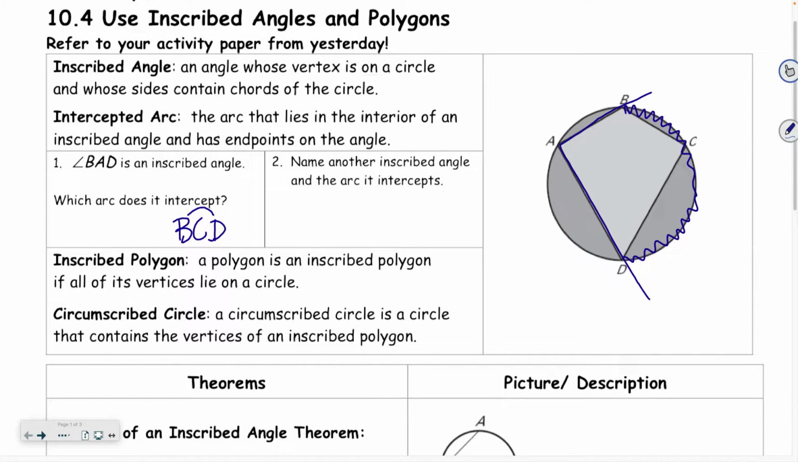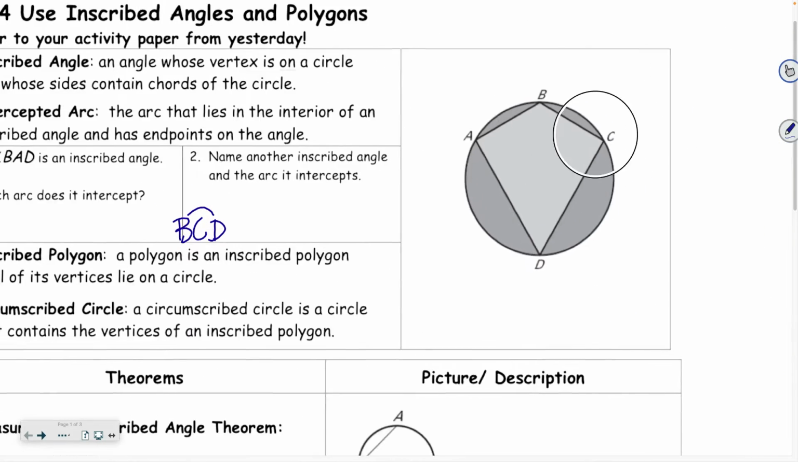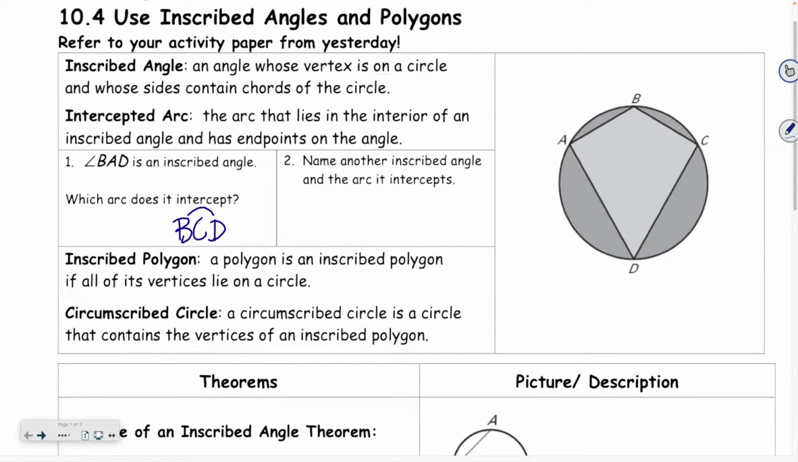Number 2 says, name another inscribed angle and the arc that it intercepts. So give me another inscribed angle. ABC. This is an inscribed angle. So angle ABC intercepts what arc? ADC. Okay. And the inscribed angle is half the arc that it intercepts.